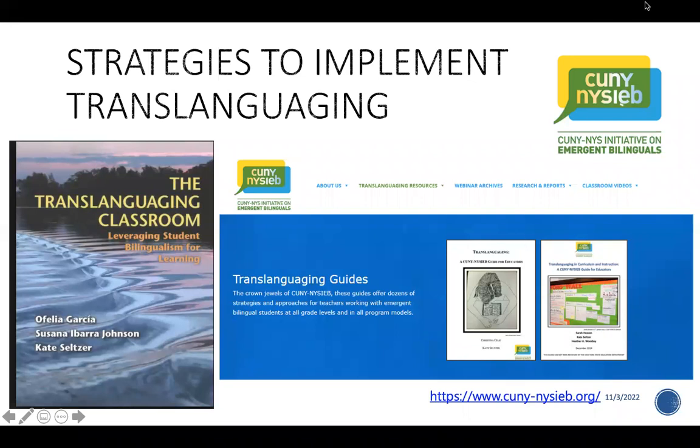And also this website, it's a project from a couple of years ago, and on their website they have a lot of classroom videos, their research reports, and also a lot of translanguaging resources. And they provide two main translanguaging guides. I've attached the website if anyone is interested as well.